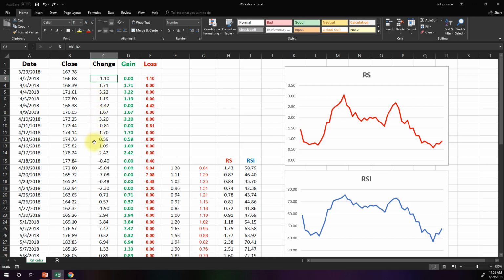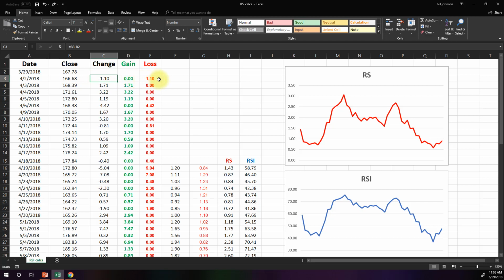We just keep working these net changes all the way through. To find RSI, we need to calculate the gains separately and the losses. So what we'll do here is this first data point that we got was a loss of $1.10. So obviously on that date we had no gains, but we had a loss of $1.10.